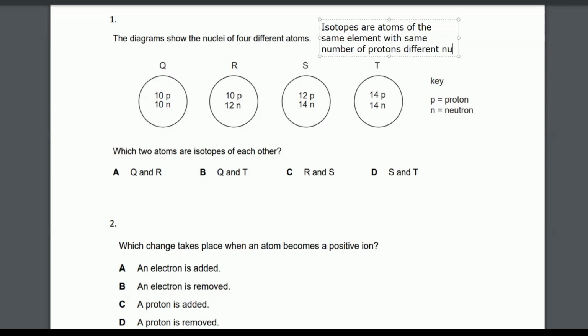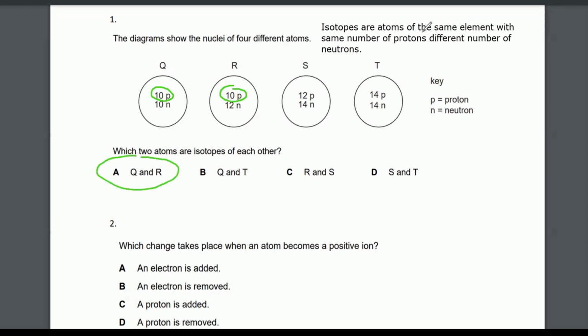So isotopes are atoms of the same element with the same number of protons, but a different number of neutrons. So we're looking for something with the same number of P, but a different number of N. You can see here, Q and R both have 10 protons, but a different number of neutrons. So they're isotopes. Cool. Let's get on to the next question.